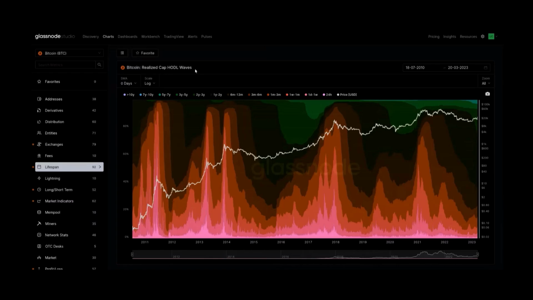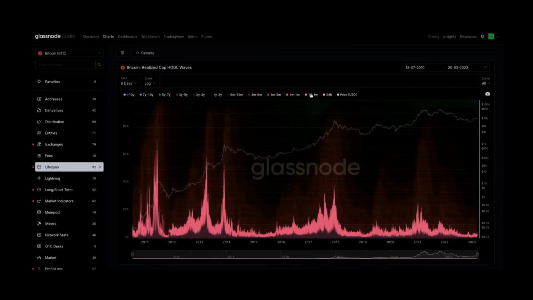So this is a binary model in the sense that a coin can't be 1 week old and 1 year old. It's either older than 1 week or younger than 1 week, right? So it's a binary system. The warmer colors down the bottom are what we're going to call hot coins. We're talking about coins that are less than 24 hours up to 1 week, right? We're talking about very, very recently moved coins.